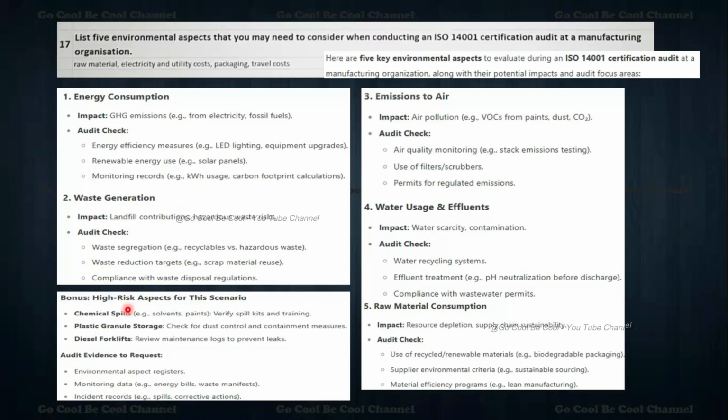For example, in the 22 questions they asked, the question may be from the chemical industry, so all questions are related to chemicals. If it is the medical industry, all questions relate to medical. So you can write it out. Then the diesel forklift. Audit evidence to request: environmental aspects register, monitoring records and incident records also. So this is how we can write it out.